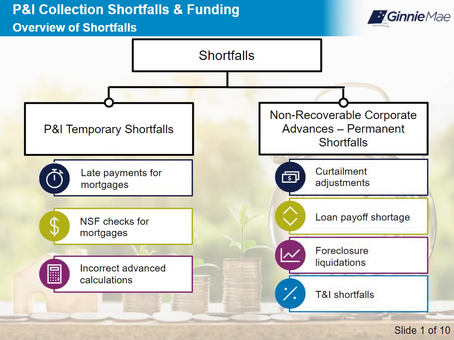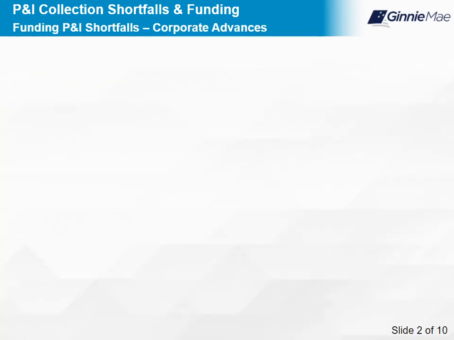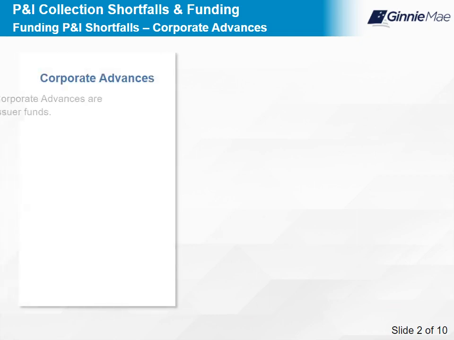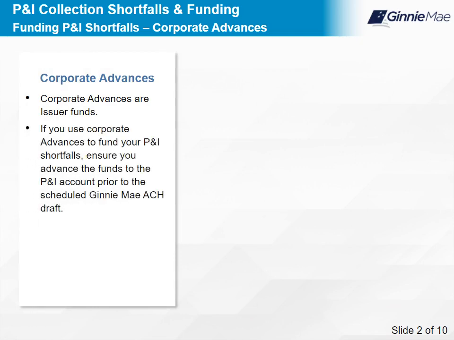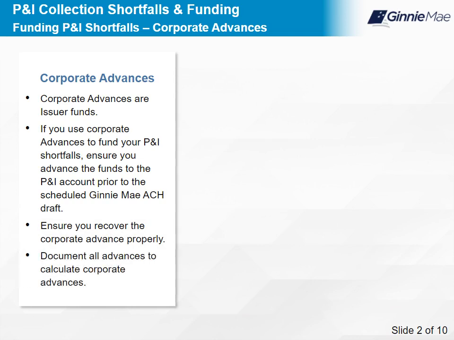Select Next to continue. Companies use different methods to fund P&I shortfalls. The first is corporate advances. They are issuer funds. If you use corporate advances to fund your P&I shortfalls, ensure you advance the funds to the P&I account prior to the scheduled Ginnie Mae ACH draft. Also, ensure you recover the corporate advance properly. Then, document all advances to calculate corporate advances.